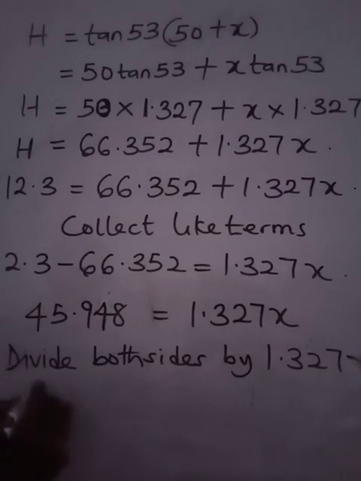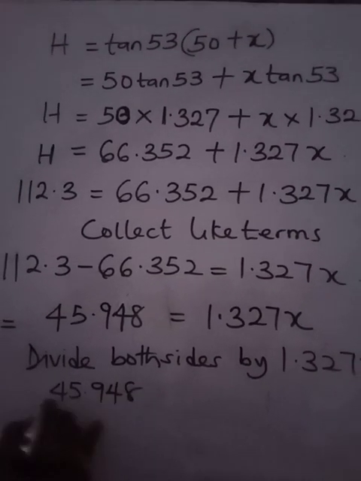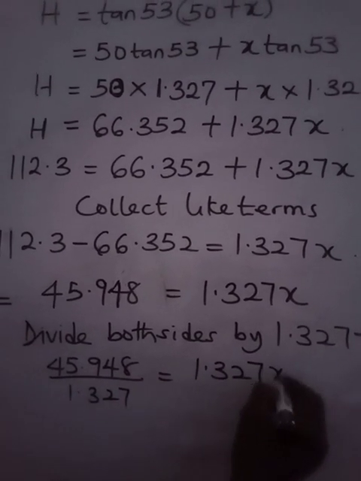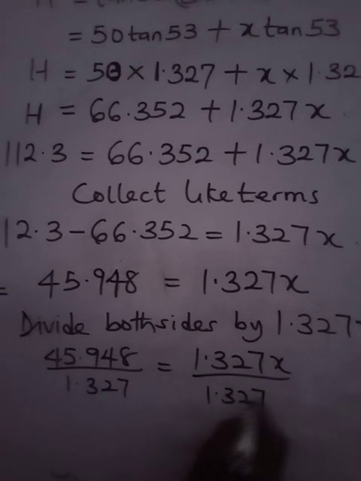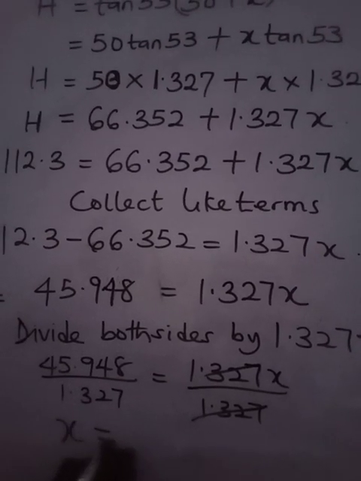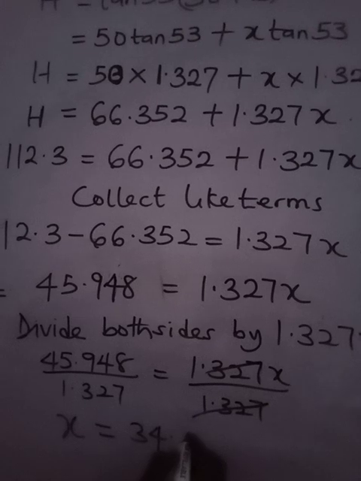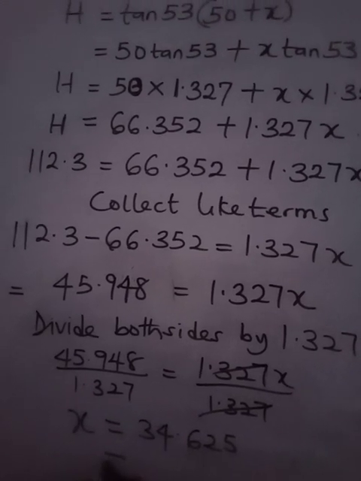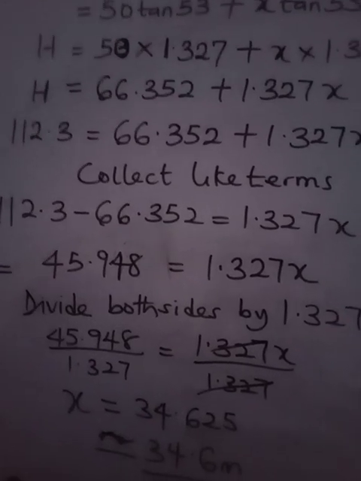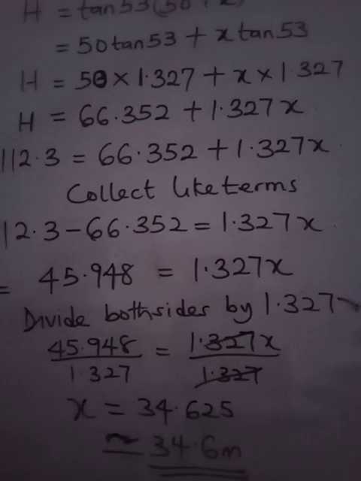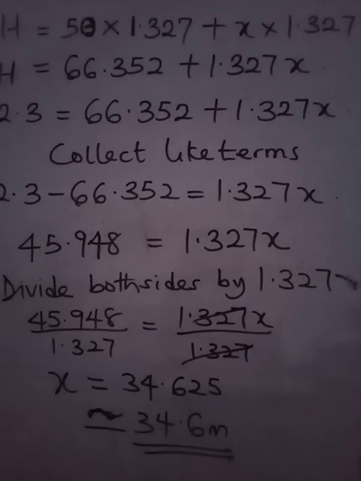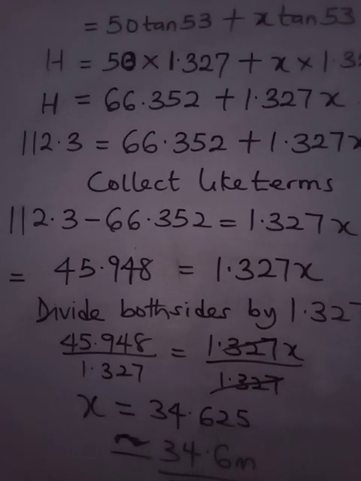And that will be 45.948 divided by 1.327, and that's 1.327x over 1.327. So with this now, you will get our x will be 34.625 when you divide it. And because we have to leave it in one decimal place, that's 34.6 meters. So the distance MC, as you have in the question, is 34.6 meters. So that is it.